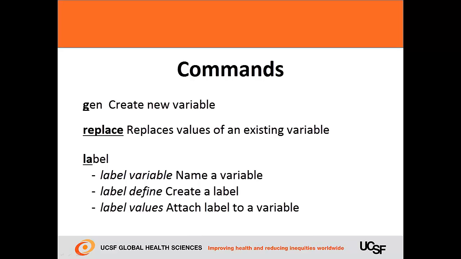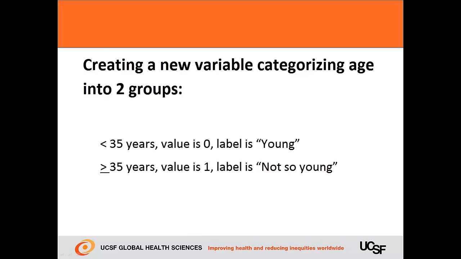Now let's try an example of generating a new variable together. We will create a new variable categorizing age into two groups. We want subjects younger than 35 years old to have the value of 0, which we will label as young. We will then have subjects greater than or equal to 35 years old as having the value of 1 in this new variable, yet that will be labeled not so young.